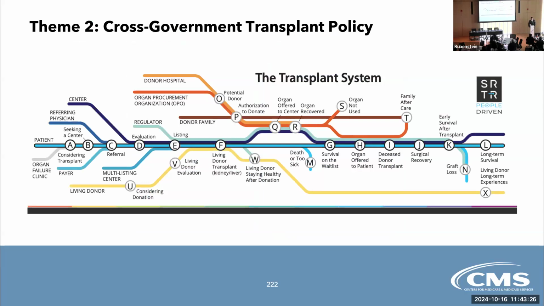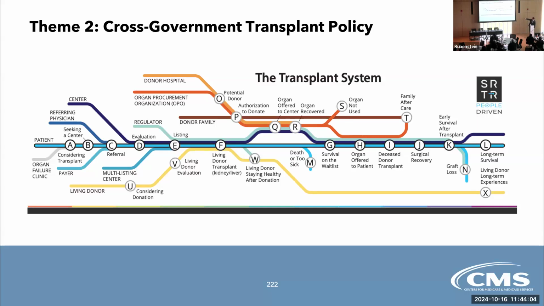The other one I wanted to hit is the transplant system. This is a great graphic put out by the SRTR that is intentionally complex. If you remember, the first graphic I had showed all of the different actors and their role throughout the life cycle of a kidney patient. This graphic shows all the different actors in their role throughout the transplant process. So you can see the patient in the middle. The patient is that lovely teal line. But you can also see the other one that's almost completely in the middle there, that lovely dark bluish line, which is the transplant center, who controls most of the major steps in the process.